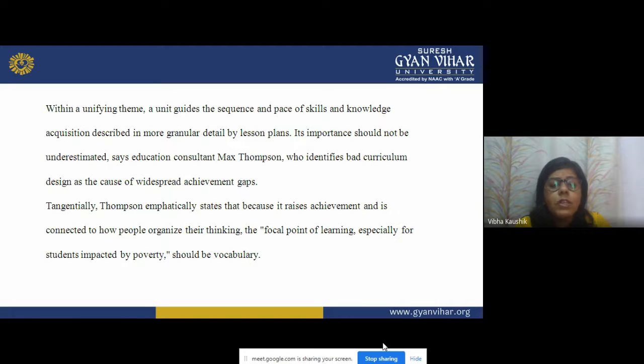Tangentially, Thompson emphatically states that because it raises achievement and is connected to how people organize their thinking, the focal point of learning, especially for students impacted by poverty, should be vocabulary. He is saying that if we identify a bad curriculum, then we have to make efforts to make it a curriculum which raises achievement and is connected to how people organize their thinking process.